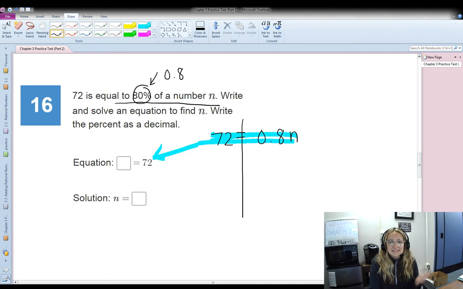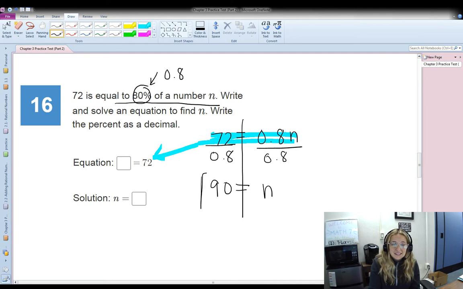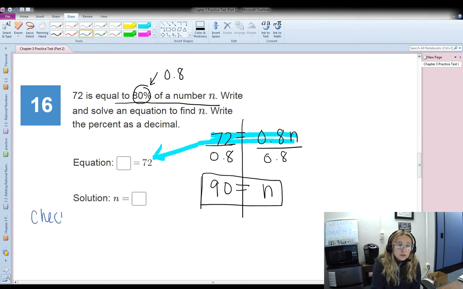So again, we want to isolate the n. So we're going to divide both sides by 0.8. And we get n equals 72 divided by 0.8, which is 90. All right, it's 90. Then if you'd like to check your answer, which you always should, you should write the original equation, which is 72 equals 0.8n.